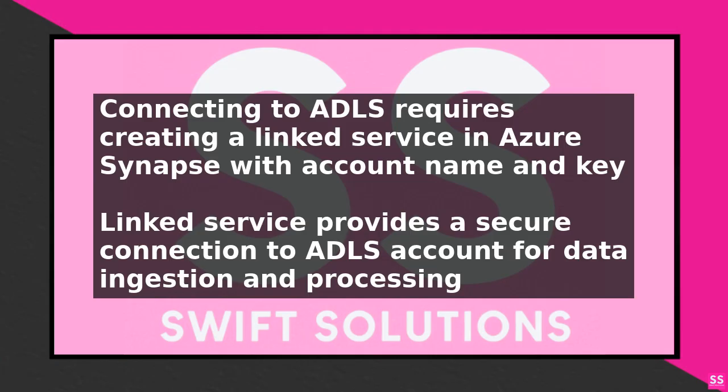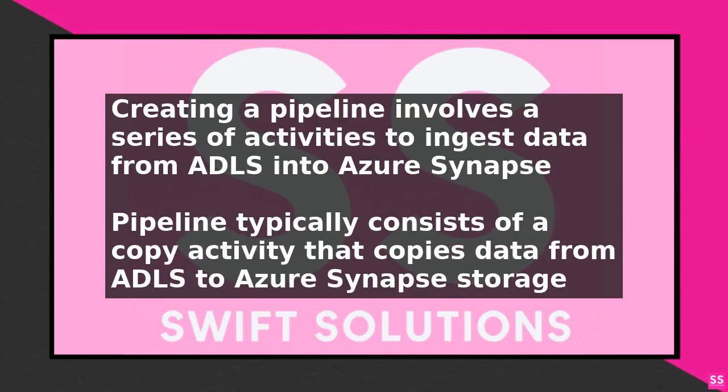Step 4. Configure the copy activity. The copy activity is the core of the pipeline, and it defines how data is copied from ADLS to Azure Synapse. You need to configure the source and sink datasets, as well as the mapping between the two. You can also specify additional settings, such as data transformation and data filtering.